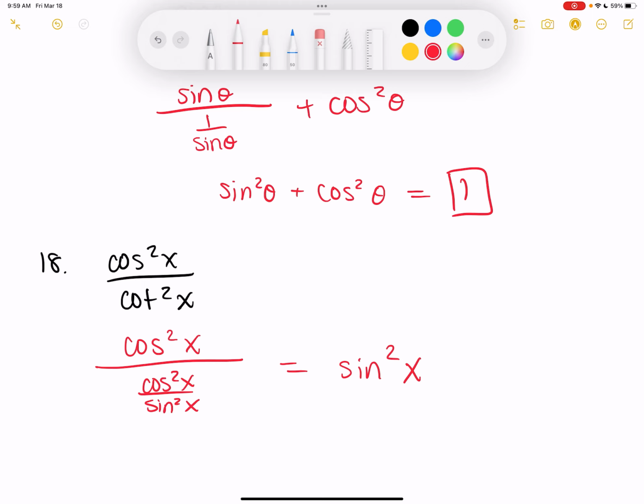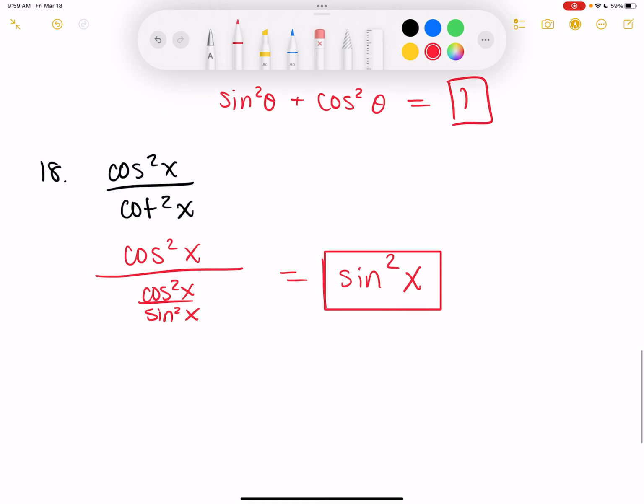I did it, and then I wrote cosine squared over sine squared. Now, some people get excited and decide they're going to rewrite sine squared as 1 minus cosine squared. It's like, no, we want the simplest form. Leave it there. Don't make it more complicated than it is, because if you try to do that too, you'll probably mess it up.